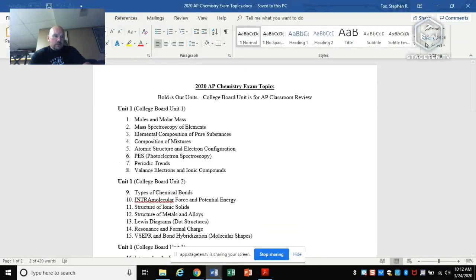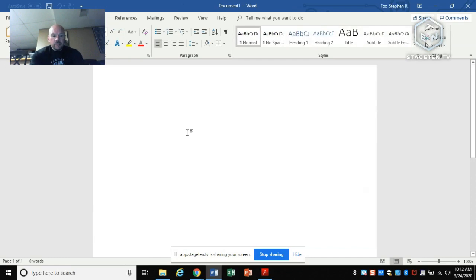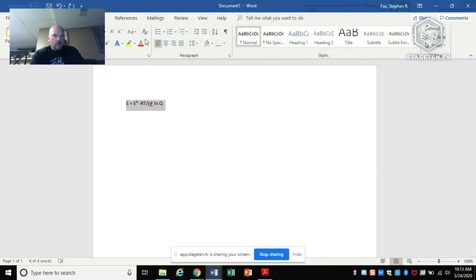If we go to the Nernst equation, which is E equals E naught minus RT over NF natural log of Q. If you understand the Nernst equation, then you understand that when Q is equal to 1, the potential of the cell is going to equal standard cell potential. That's what this equation is showing you. Sorry if it's too small, right?